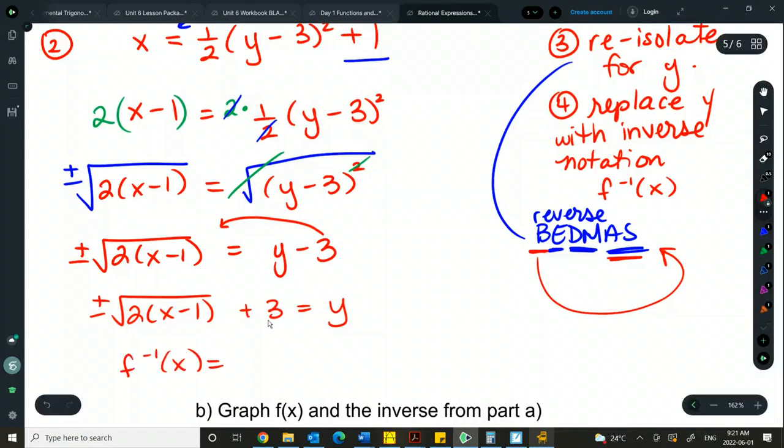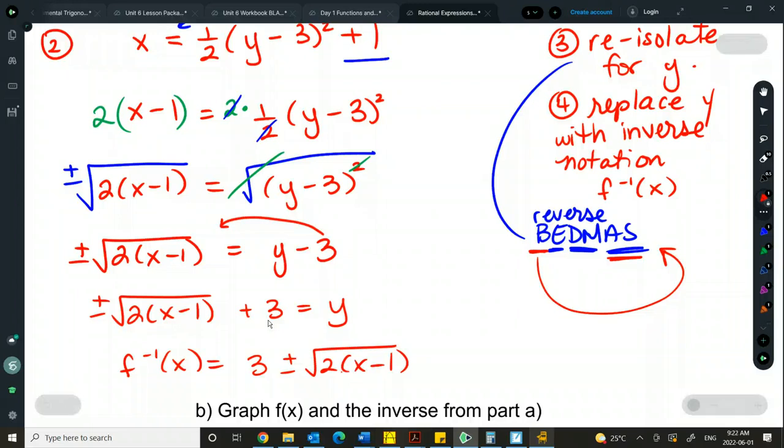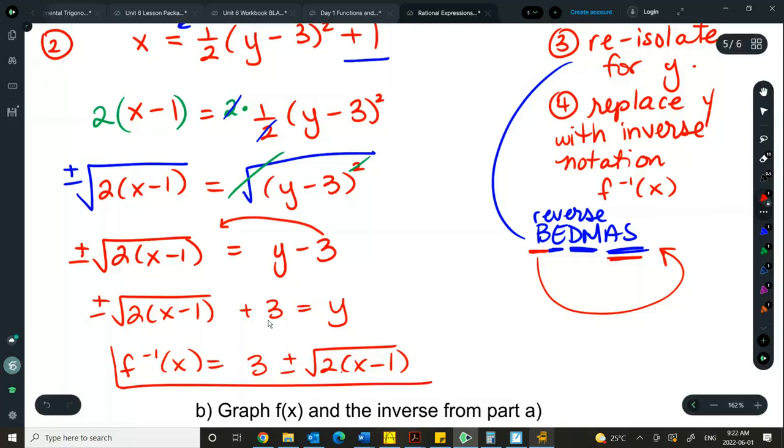You can either say +3 plus or minus the square root of 2x minus 1, or you can leave the +3 there. It's up to you. I usually just do this because it just makes more sense mathematically to think about it like 3 plus or minus this. But it doesn't really matter. Okay, so that is the process of finding an inverse. And sorry, this is step 3 here.